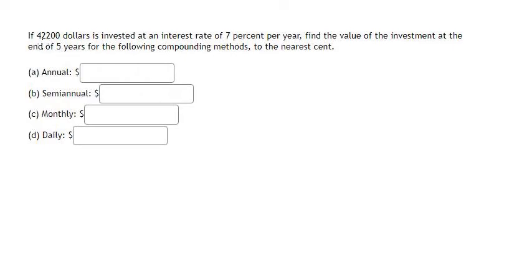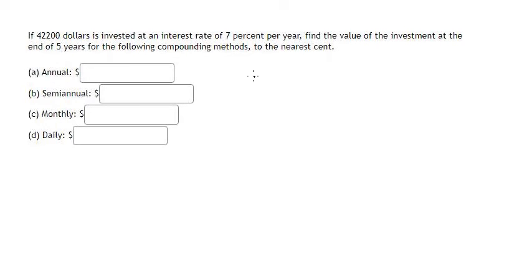If $42,200 is invested at an interest rate of 7% per year, we have 5 years in here. So now I will show you how to answer question A to question D.